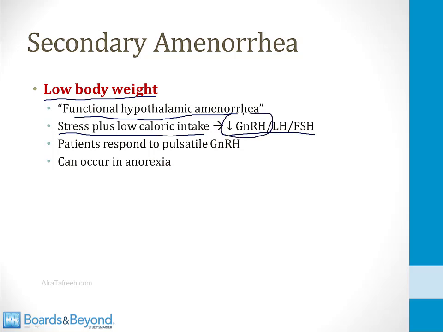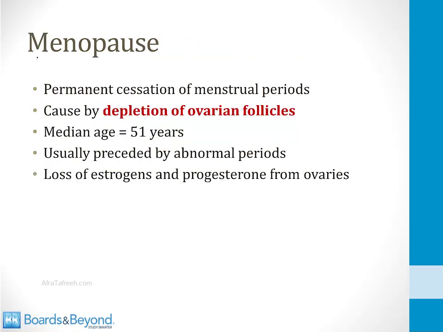The GnRH level will be low, and this problem improves when women are administered pulsatile GnRH, indicating that the problem begins in the hypothalamus. And this is classically seen in women who are anorexic. They have very low body weights, they have high levels of stress hormones, and this all leads to functional hypothalamic amenorrhea. Another cause of amenorrhea is menopause.